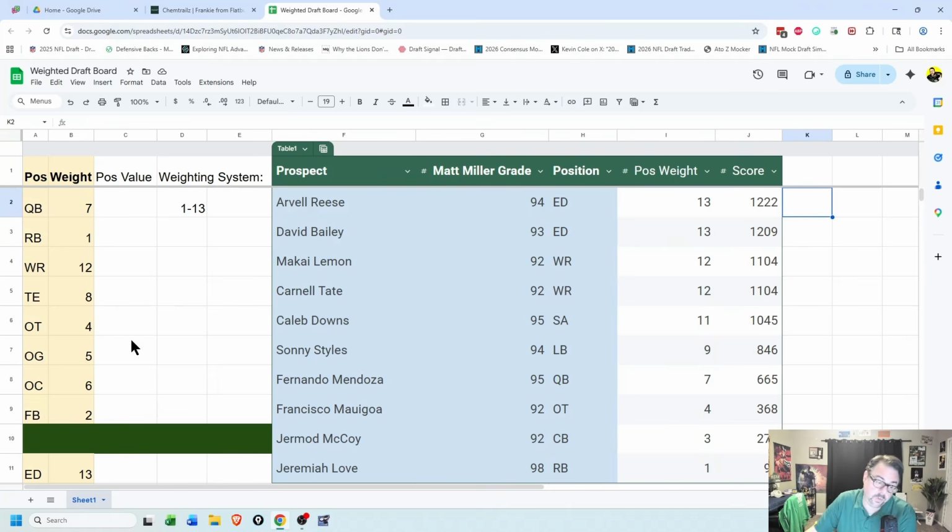Now, like I said, you could do a bunch of things with this, but it's the basic idea. You could multiply this by 10 to give you a larger number. You could do a calculation that makes it smaller, or whatever, if you want to have a different kind of system. But you can see, even though Jeremiah Love was the highest graded player, because we didn't have any need for him, he's the lowest of this top 10.